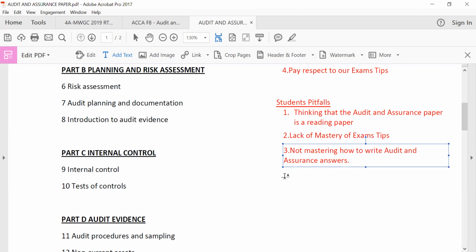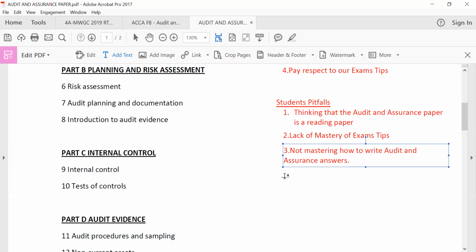Not mastering how to write. So a lot of students do not master how to write the answers. And this is the side which gives us the examiners the opportunity to mark the students down as early as possible. For example, every point on the audit and assurance paper, I mean your answers, should have the point and it should have an explanation.